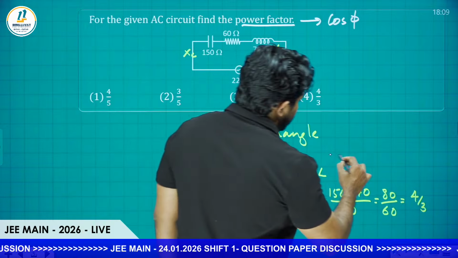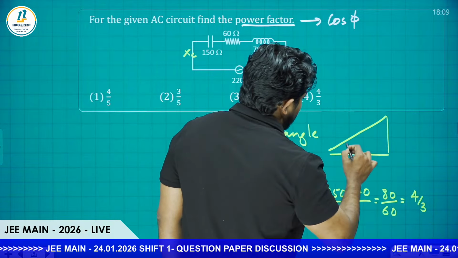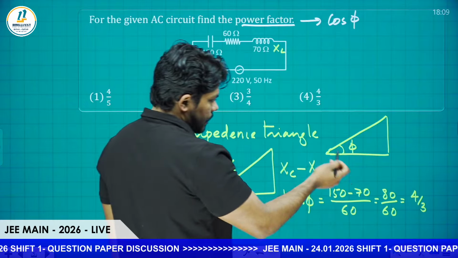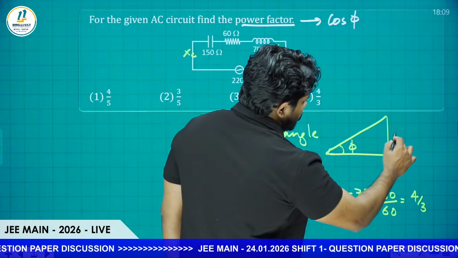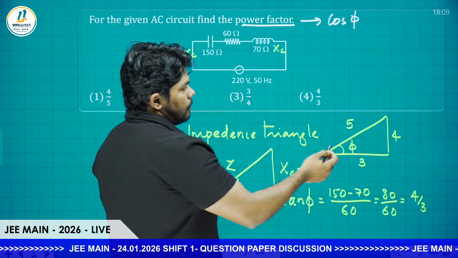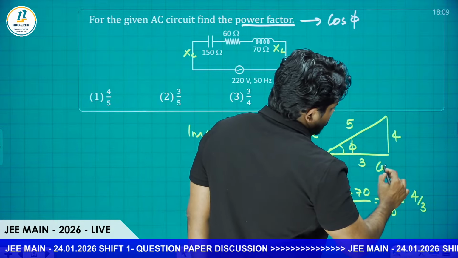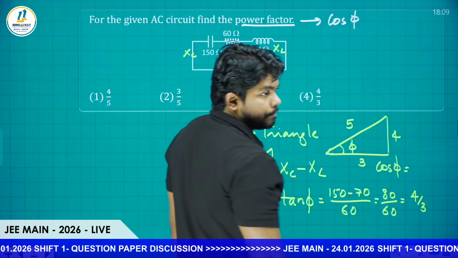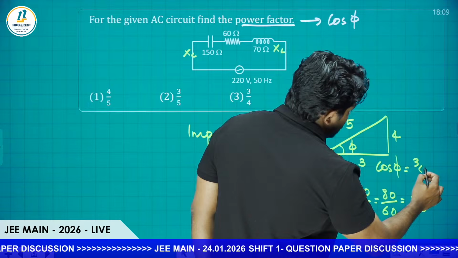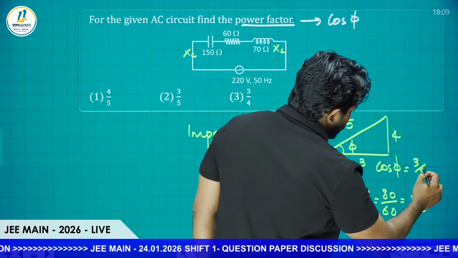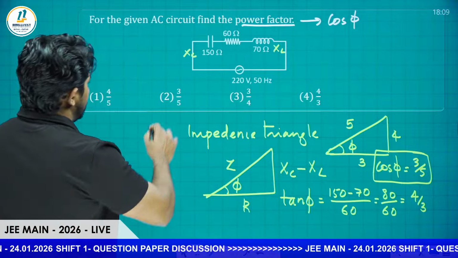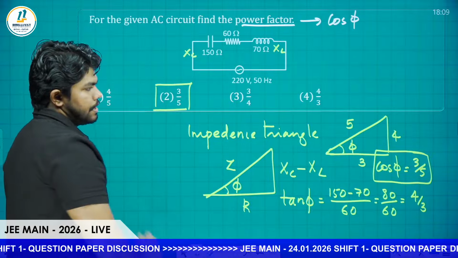So we can draw a triangle. For this angle, tan phi is opposite by adjacent, so 4 by 3. This will be the triangle. And then what is cos phi from this triangle? Cos phi will be adjacent by hypotenuse, that is 3 by 5. So our answer should be 3 by 5.